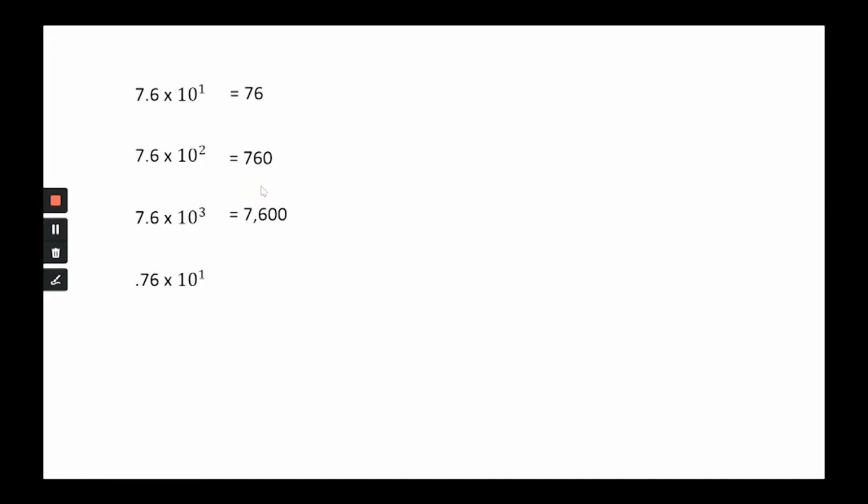Okay. What about if we change it to 7,600 times 10 to the first power? 7 and 6/10. Good. How about 7,600 times 10 to the second power? 76? Awesome. One more. 7,600 times 10 to the third power. 760, right. So is it the same with decimals as it was with whole numbers?